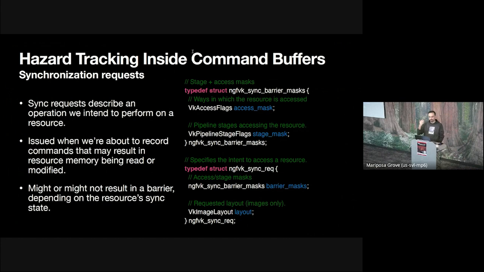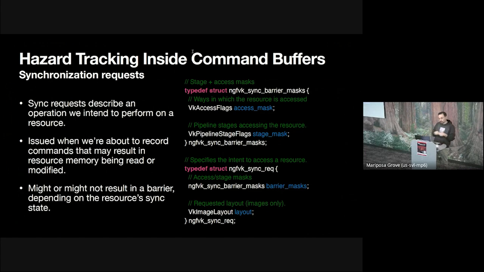So first of all, we introduced this notion of synchronization request. And you can think of it as a description of intent to touch a resource. It has access mask, stage mask, and layout. You can see the definition of the struct here. But basically what it says is this: such and such accesses in such and such pipeline stages would like to touch this resource. And then for images, we also specify the layout that we want the image to be in.